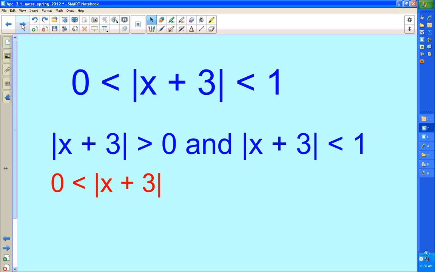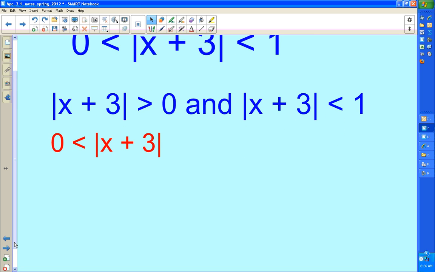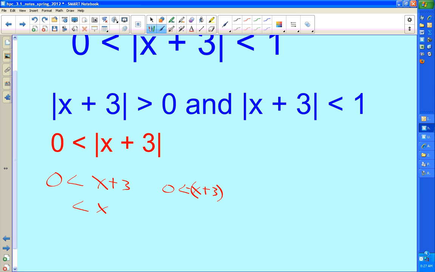And then cover up the other side where x plus 3 is less than 1. One of these right here on the left, they're the same thing. They're pointing at the 0. It doesn't matter which way you write it. If one makes more sense to you than the other, then do that. And then solve them simultaneously. So when you solve this, you're going to say 0 is less than x plus 3, and that is going to give you this.